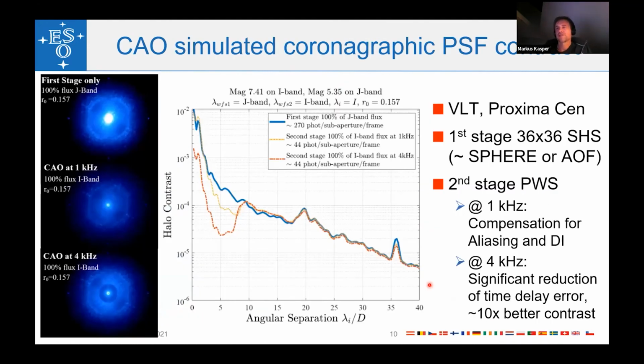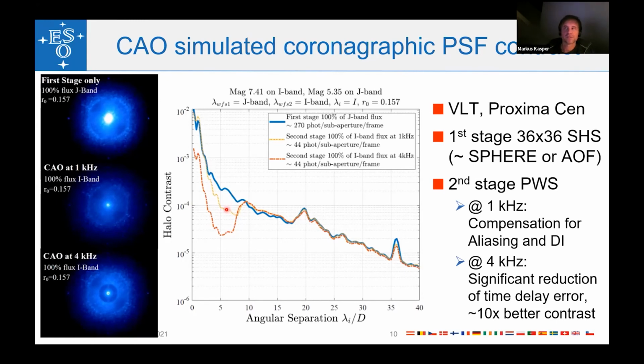In terms of contrast, you can see here the effect that you have, the PSF after the first stage, a coronagraphic PSF. So you can still see that there is a significant amount of flux close to the star. Then you can add the second stage. In this case, the first stage is a Shack-Hartmann. The second stage is a non-modulated pyramid. You see that you are already starting to do quite a bit better in the central part. This is shown here by the yellow curve. And here the main effect is that this is produced by aliasing.